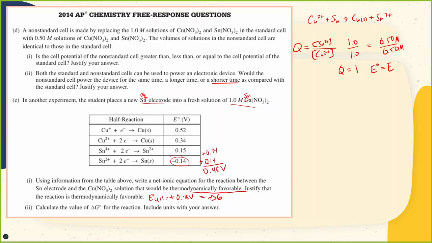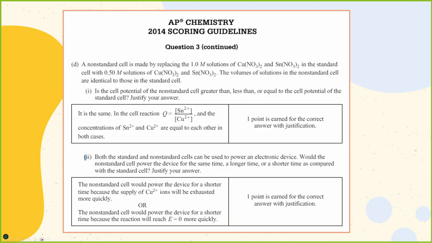And then it says calculate the delta G for the reaction, include units with your answer. So basically we would do delta G equals negative n F E cell, and it would be a transfer of 2 electrons between the copper and the tin. I guess this one's not electrolysis at all. So we put in the 2, Faraday's constant, and the 0.48, and delta G would end up being negative. And then here in the scoring guidelines, we can take a look at the answer.